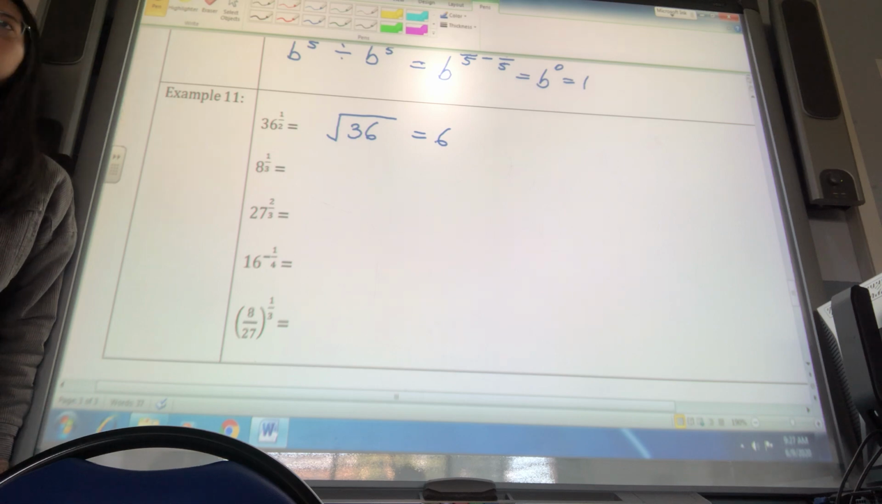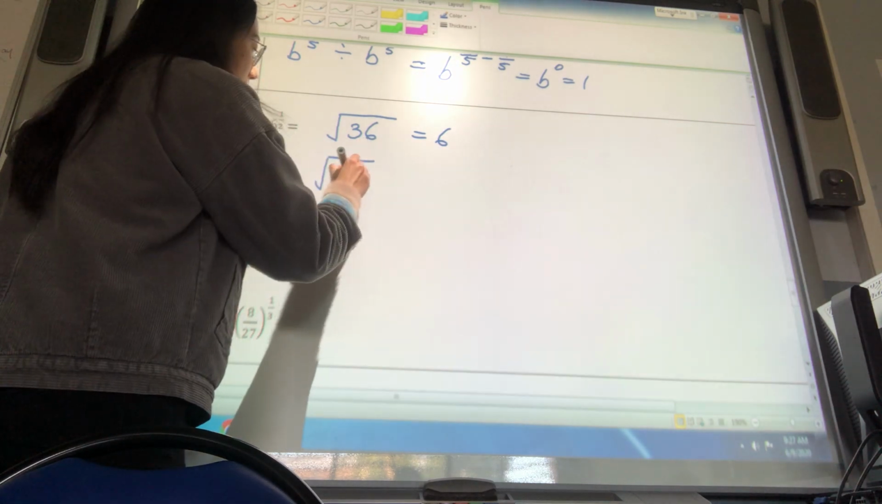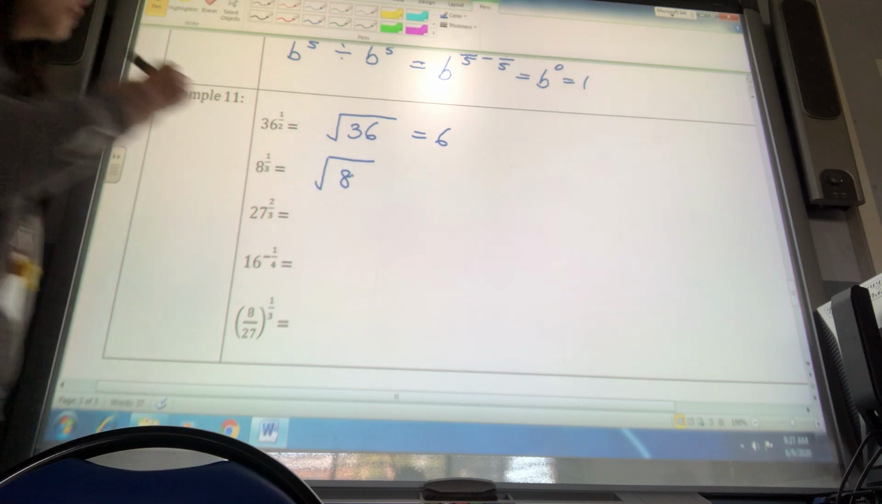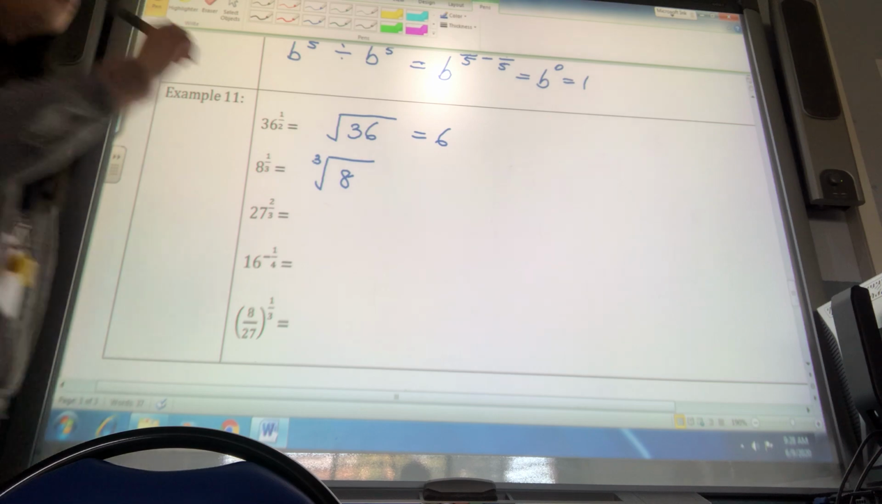So we put the 2 outside? Yeah, but 2 outside is the same as if I don't write anything. Next one, 8 to the power of 1/3. So square root, inside I have 8 to the power of what? 1. Outside? 3. So it's basically cube root of 8. That's 2.